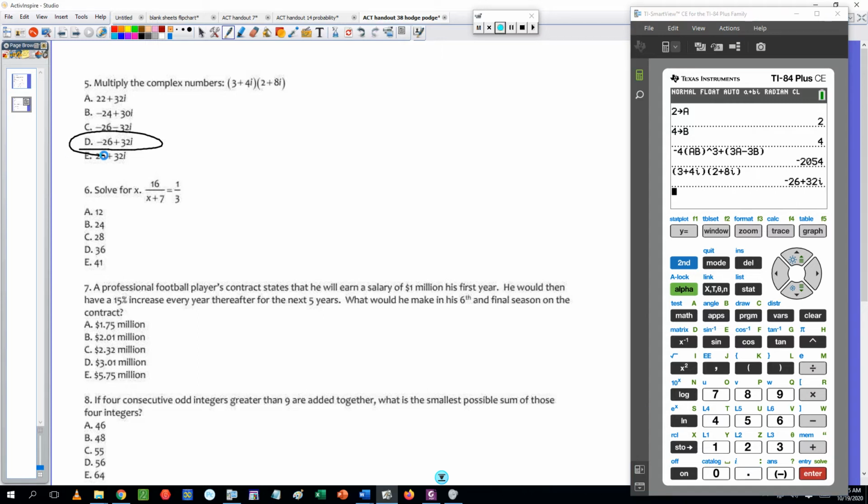Solve. I'm going to cross multiply. X plus 7 goes with the 1. 16 goes with the 3. 16 times 3 is 48. I'll subtract 7. 41. Your answer is E.